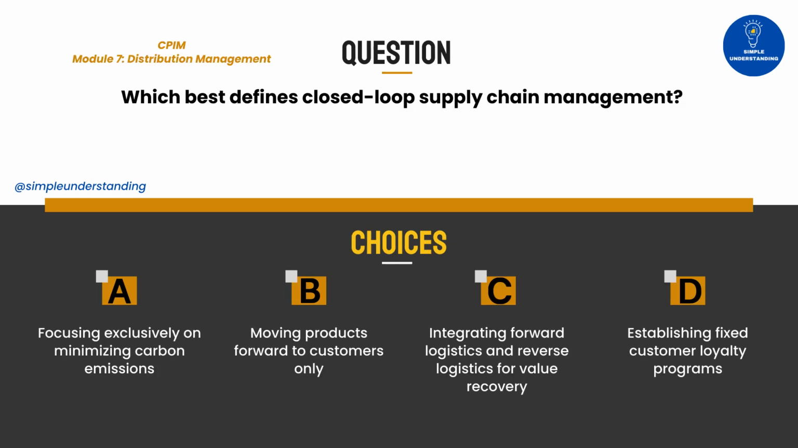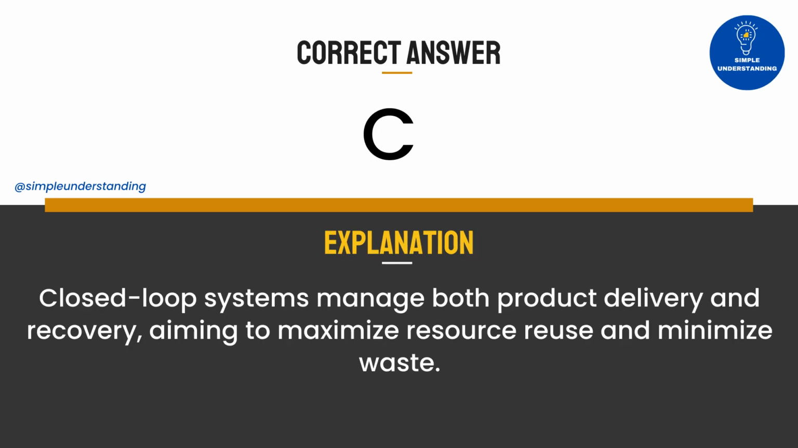Question 9. Which best defines closed-loop supply chain management? A. Focusing exclusively on minimizing carbon emissions. B. Moving products forward to customers only. C. Integrating forward logistics and reverse logistics for value recovery. D. Establishing fixed customer loyalty programs. Correct answer, C. Explanation. Closed-loop systems manage both product delivery and recovery, aiming to maximize resource reuse and minimize waste.